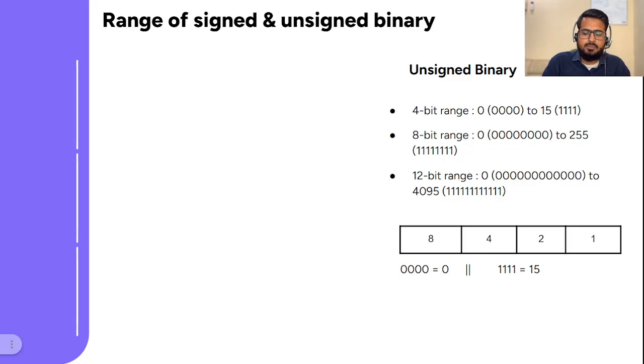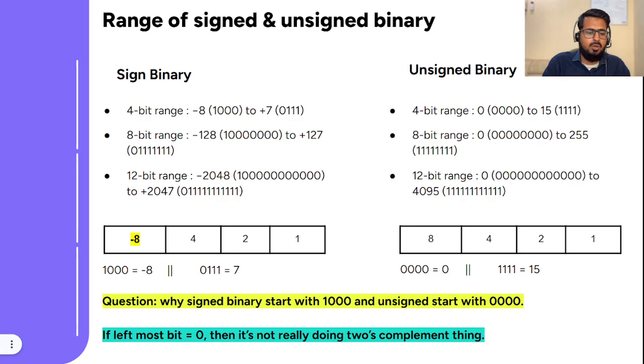But in a signed binary, we are handling negative values, so the minimum value is going to be a negative number. For a 4-bit register, the minimum value is -8 and the maximum value is +7. In an 8-bit register, the minimum value is -128 and the maximum is +127. For a 12-bit register, it is -2048 up to +2047.